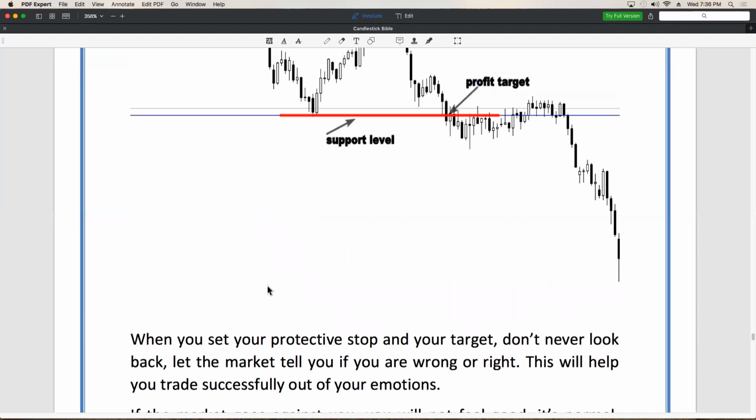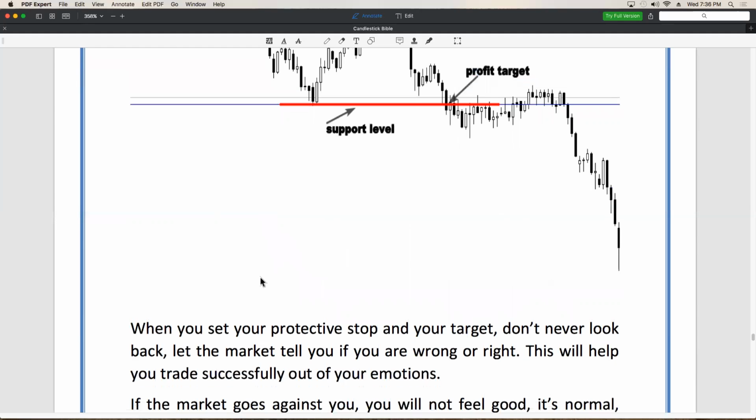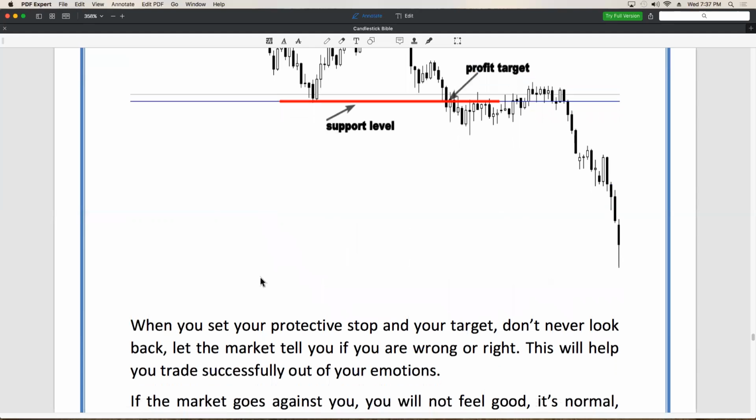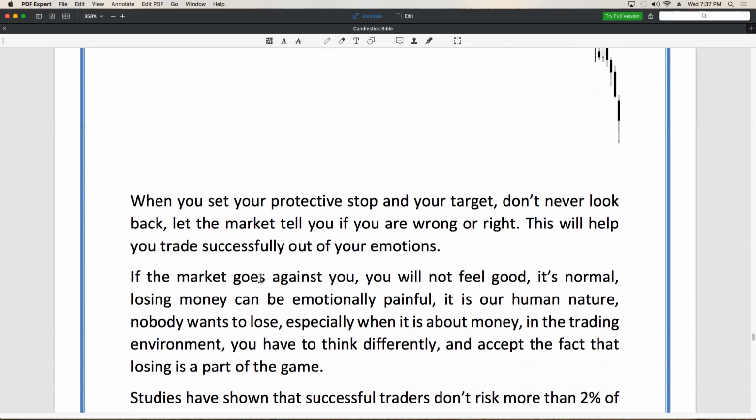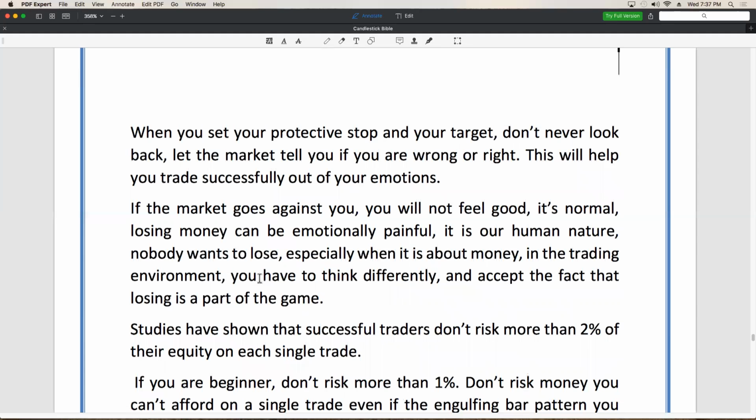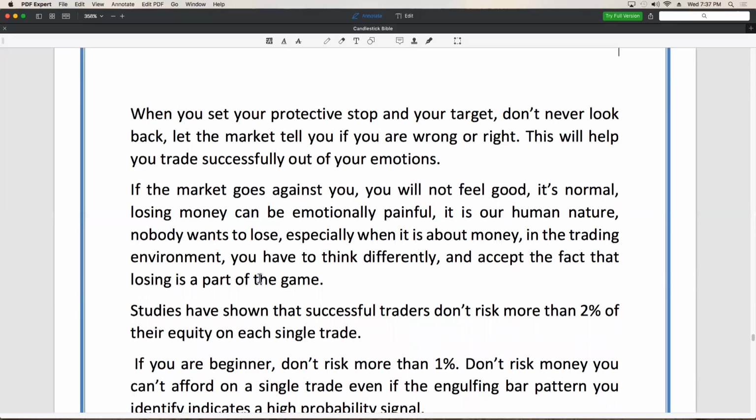Okay? So when you set your protective stop and target, don't ever look back. Let the market tell you if you are wrong or right. This will help you trade successfully out of your emotions. That means when you know that you know that you know, just go for it and set it, win, lose, or draw. Ain't no draw, win or lose.